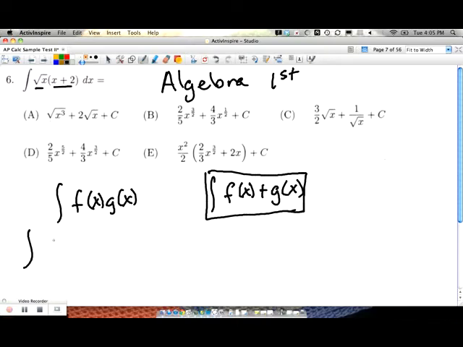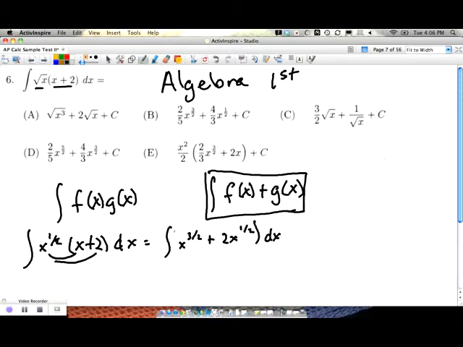First thing that I'm going to look at is the integral of square root of x is really going to be x to the 1/2. And we're going to have x plus 2 here. And what I can do then is I can distribute this x to the 1/2 to the other terms inside those parentheses. Then I'll get x to the 3/2 plus 2x to the 1/2 dx, of course.